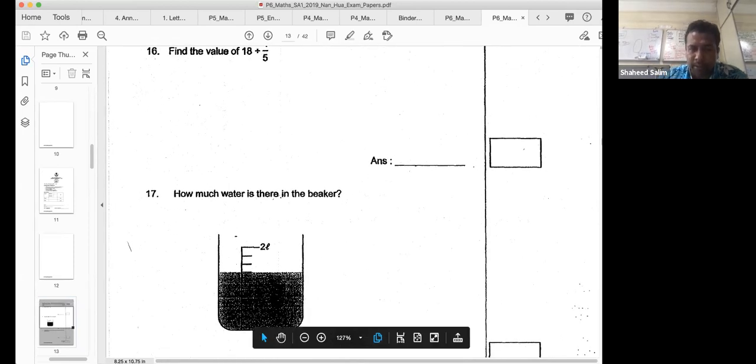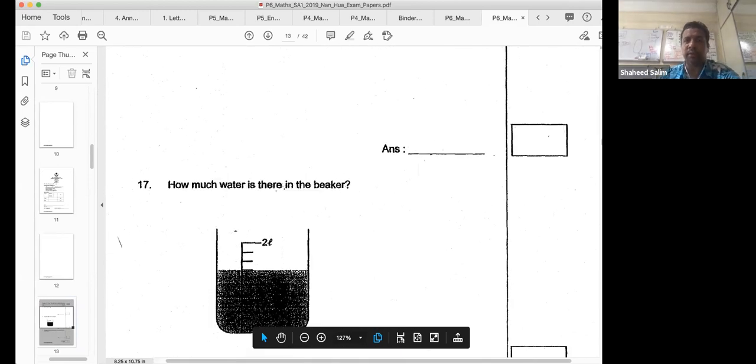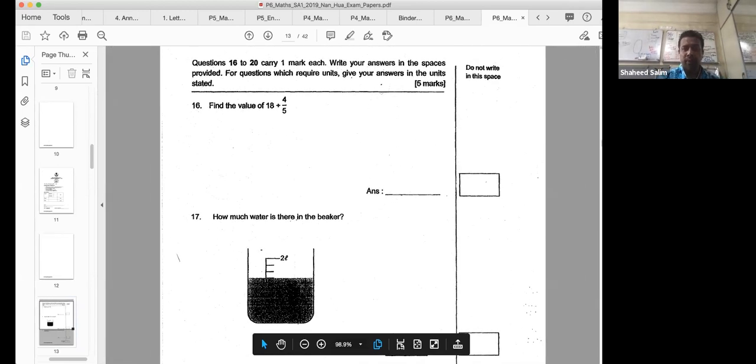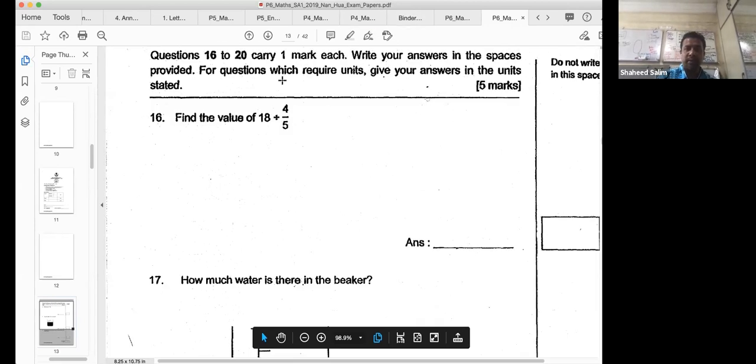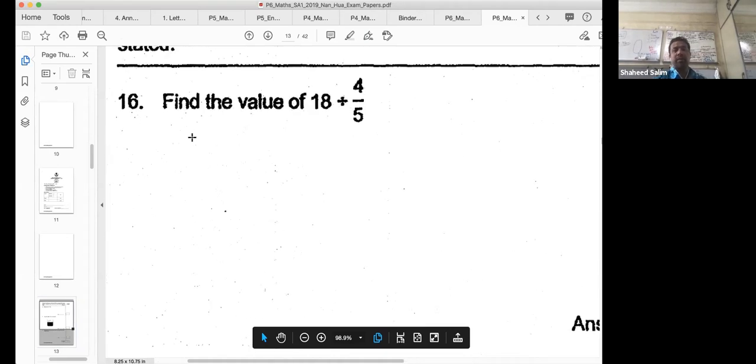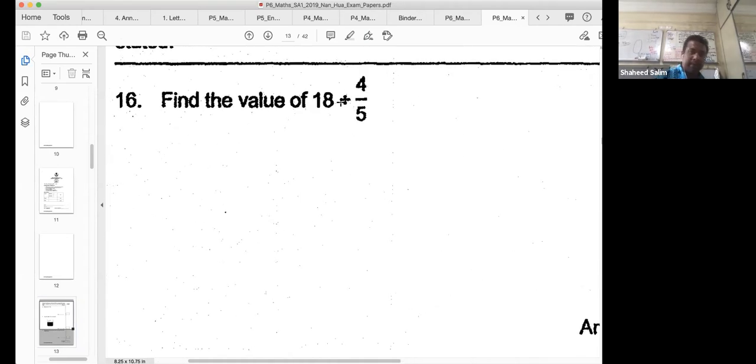Now down here we cannot see, so I am going to assume no need to do question 17. We can't see the question. Just this question. 16. This is divide.